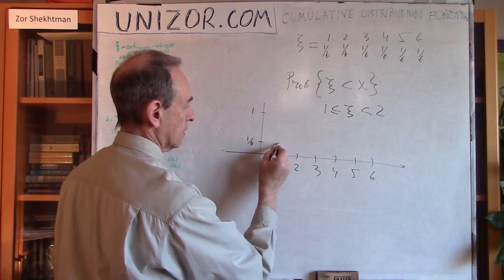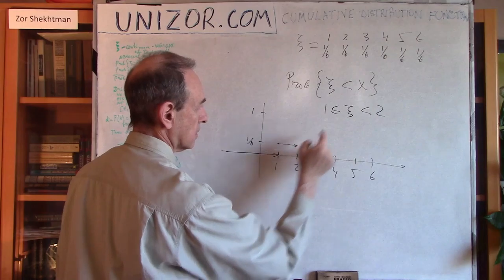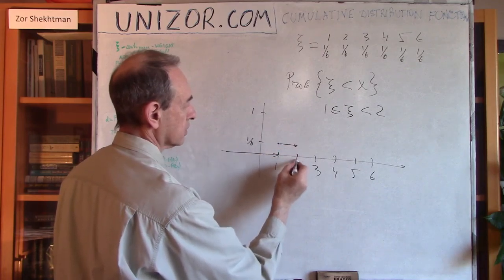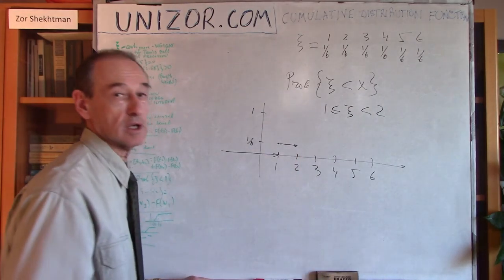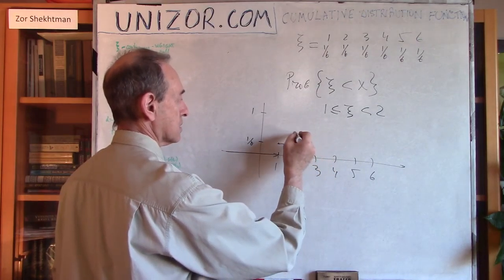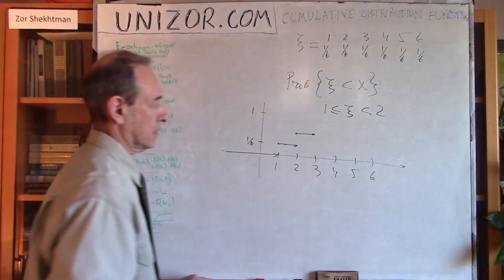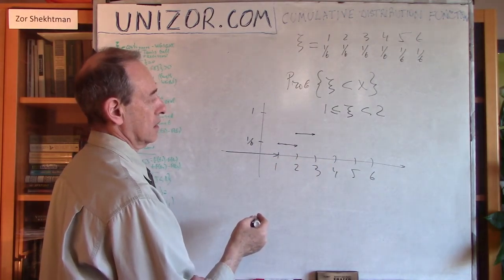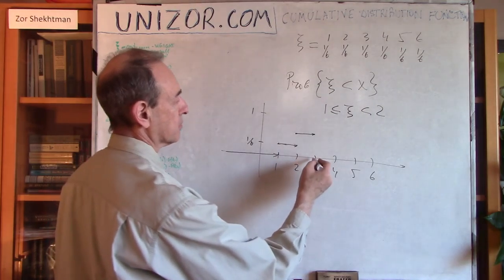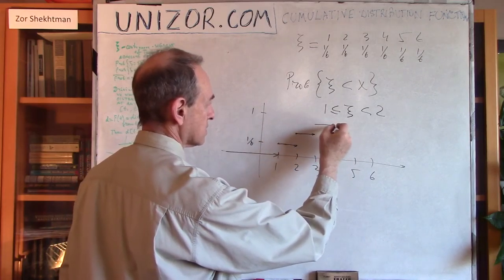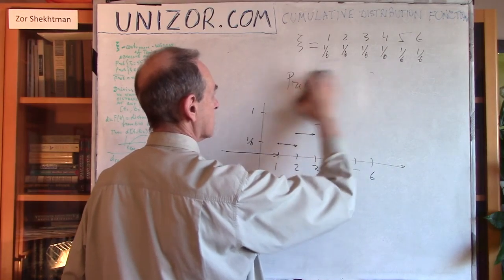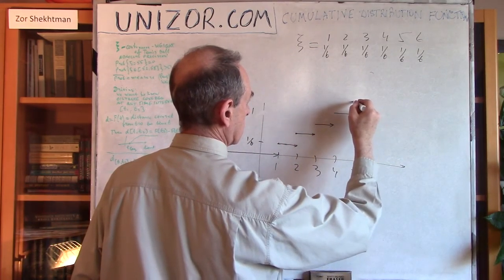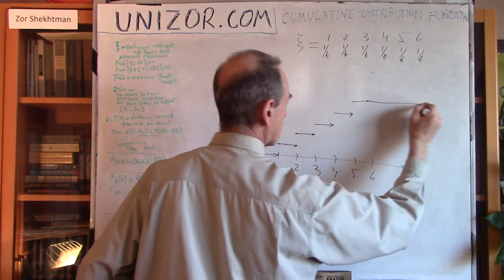So the function starts at 1/6 here, and for every x between 1 and 2, it goes horizontal, it does not change the value, right? Not including the point 2. At point 2, what's the probability to have 1 or 2, which is 2/6, right? So it's here, and it goes up to the point 3. Now, what's the probability to be greater or equal to 3, but less than 4? Well, obviously that's 3/6, and then 4/6, 5/6, and 6/6. So that's 4, and that's 5. And that includes this, and from this, it's 1.